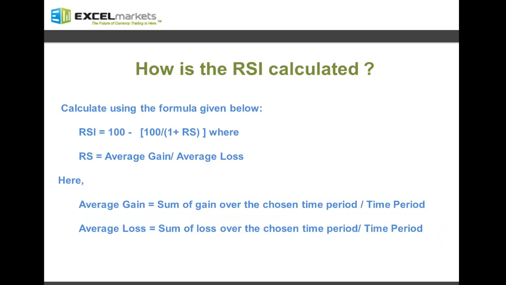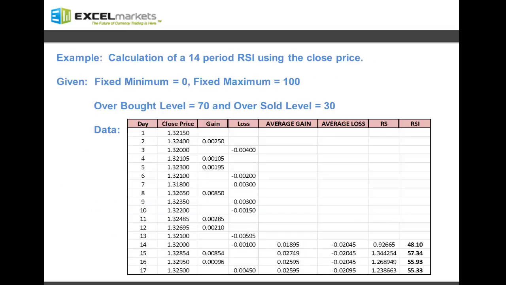Let's consider an example to understand this better. We consider the calculation of a 14-period RSI using the close price of the financial instrument as a reference price. The fixed minimum is set at 0, fixed maximum is set at 100, the overbought level is at 70, and the oversold level is at 30. We consider the data for the close price of the euro-dollar as given in the table. The gain is the difference between the close price for day 2 and the close price of the previous day, that is day 1.